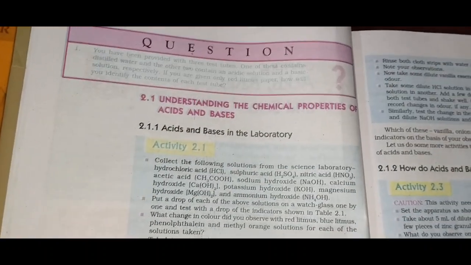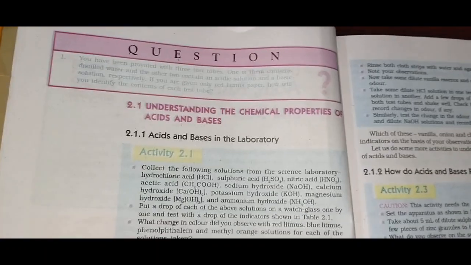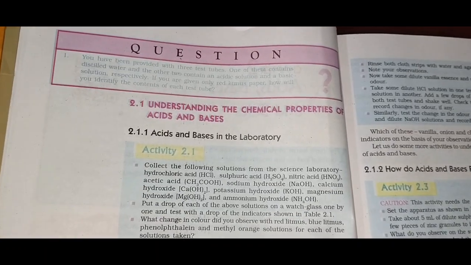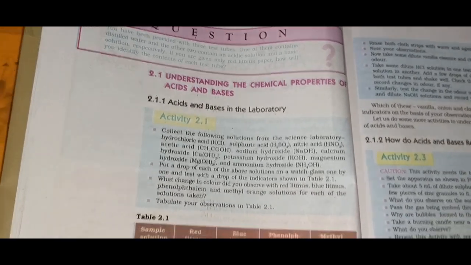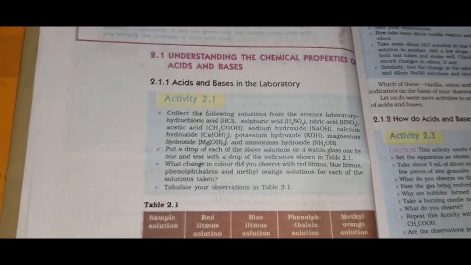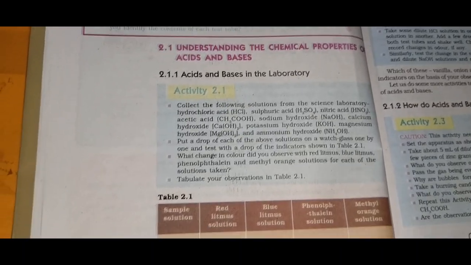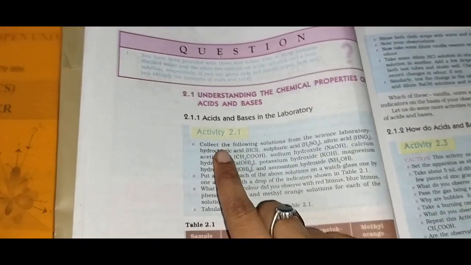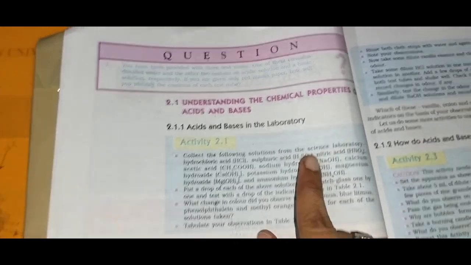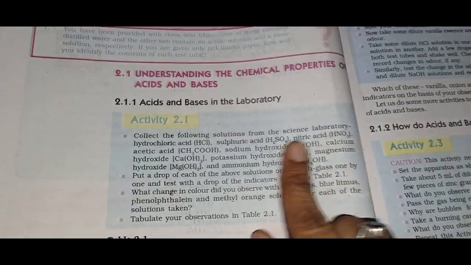Next, how do we understand the chemical properties of acids and bases? We can understand them through some activity. Let's see the activity on acids and bases in the laboratory. We have to collect the following solutions from the science laboratory.